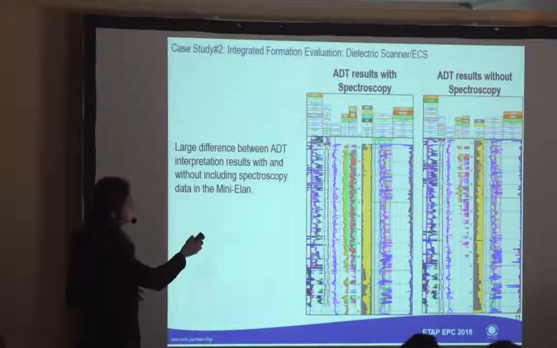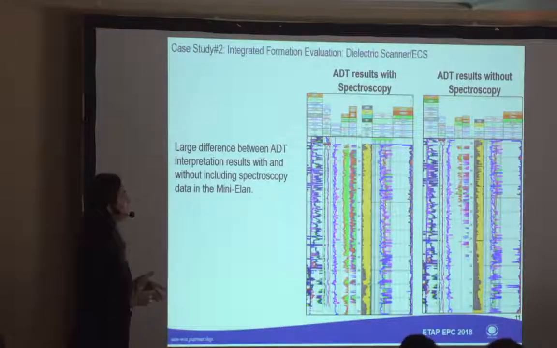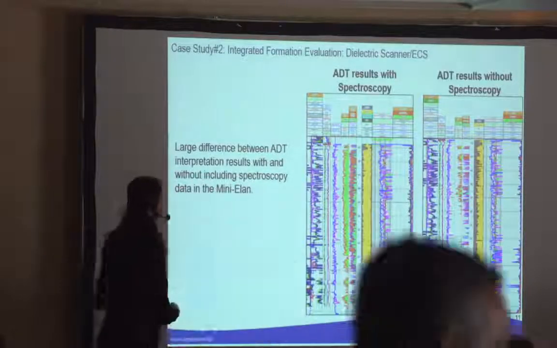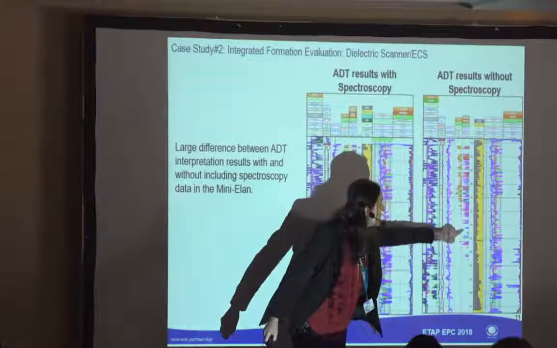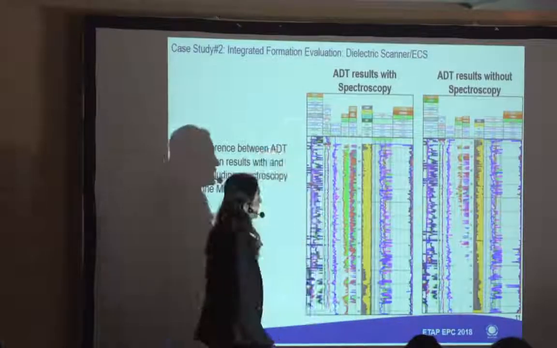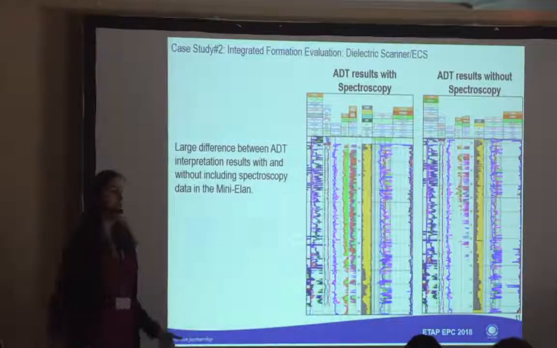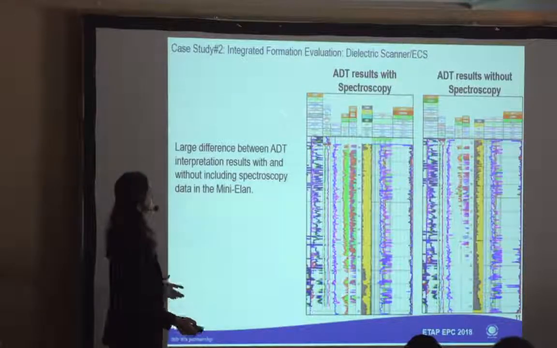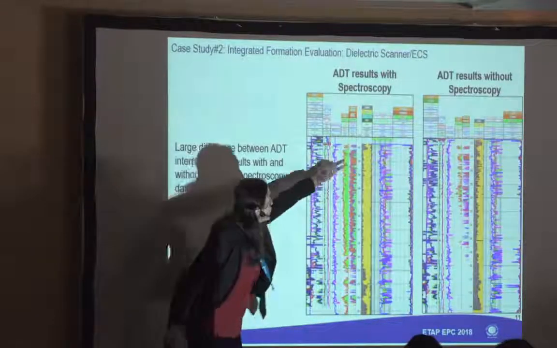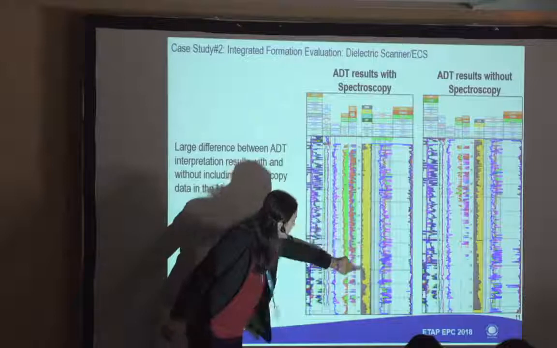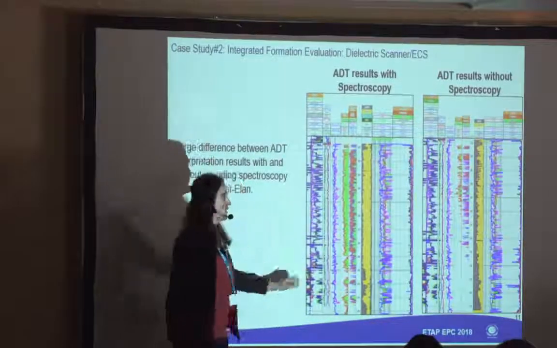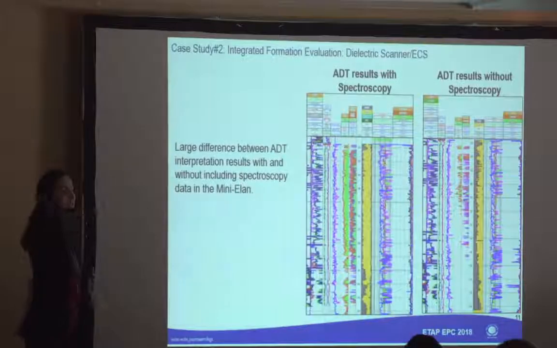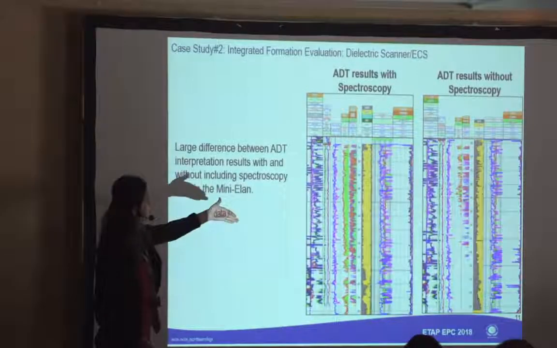Using only gamma ray, we get a volume of clay that is quite high, and it affects the final saturation calculation, as we see here. So no real potential for this well. On the opposite, when we integrate the mineralogy, the spectroscopy log, we see that the upper part is clean. These were radioactive sands that were making the gamma reading high.